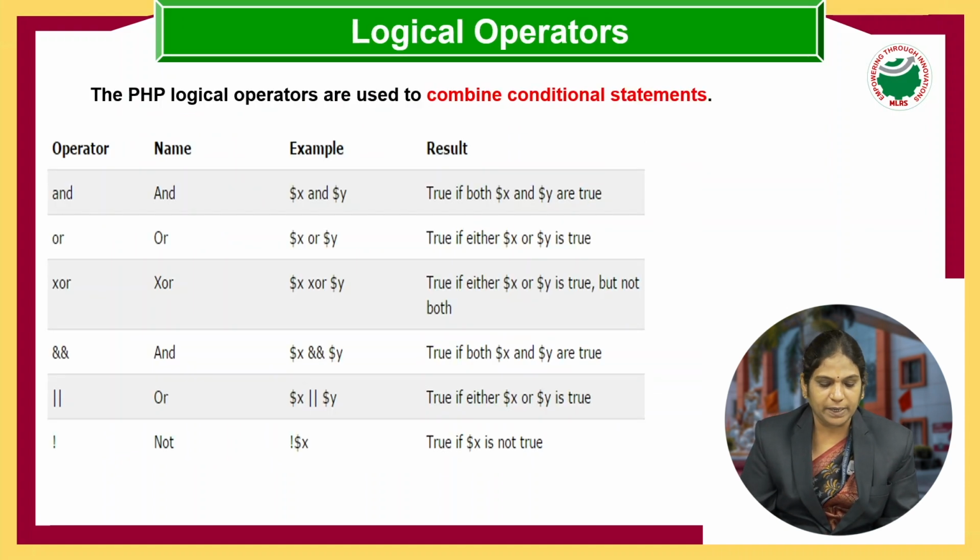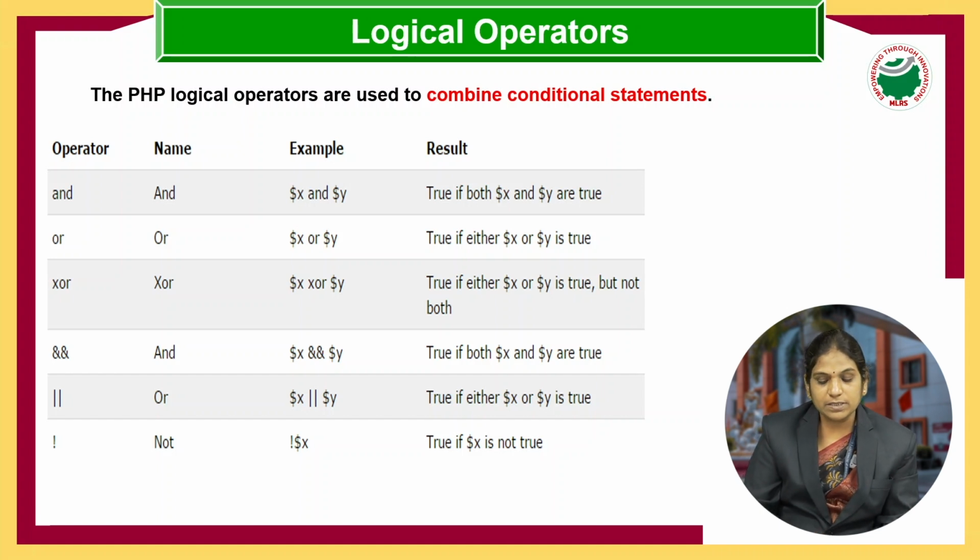And logical operators: and, or, XOR. So here, and: $x and $y, and symbolically we can write $x ampersand ampersand $y. It returns true if both x and y are true. The second logical operator is or, $x or $y. It returns true if either $x or $y is true. If any one of them is true, then the output will be true.